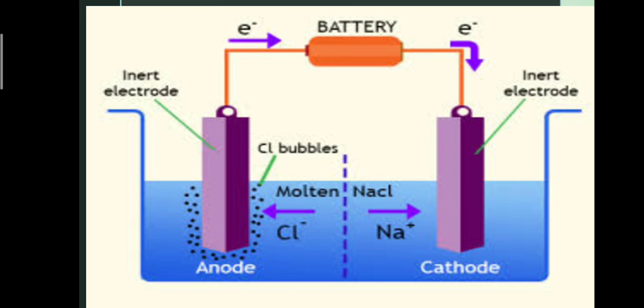Reduction of sodium takes place at the cathode, and oxidation, the removal of electrons, will take place at the anode.